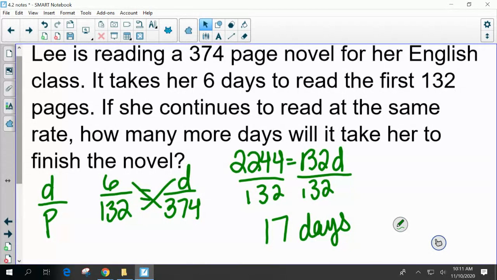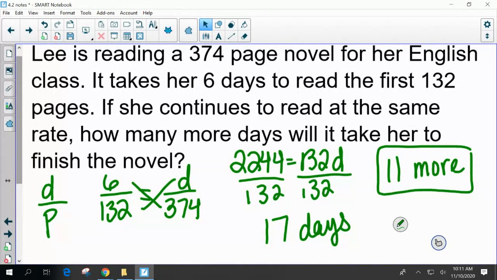Yes? Did you have to subtract 132 from 374, since you already finished 132 pages? Well, I think really, when it says how many more days, we should probably subtract the 6. So I think our true answer would be 11 more days. Yeah, that's what I got. It's going to take 17 days altogether, but to finish reading the book, it's going to take 11 more.